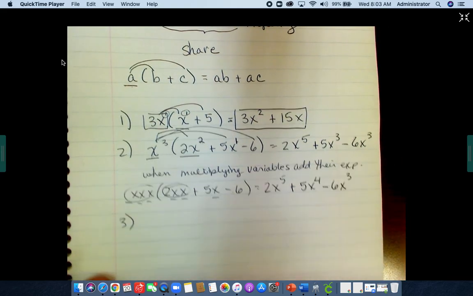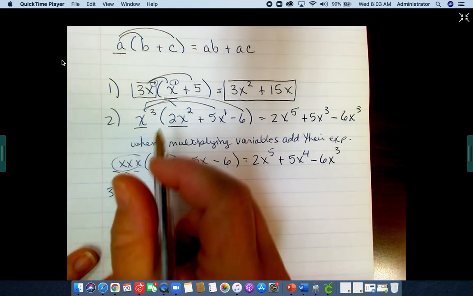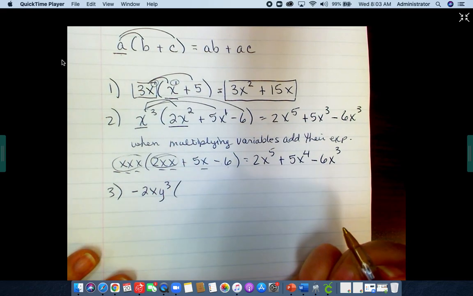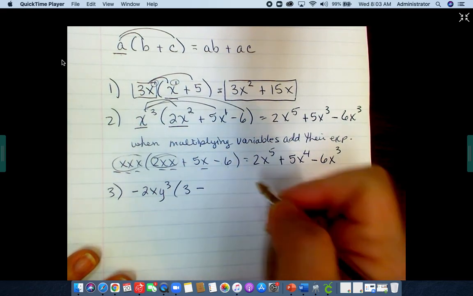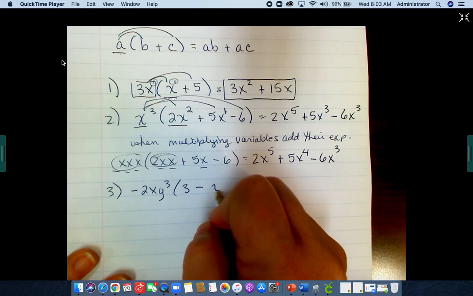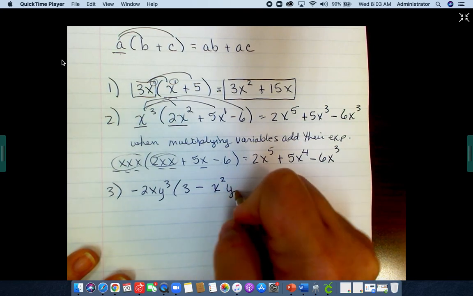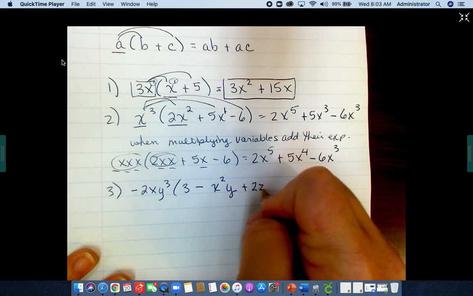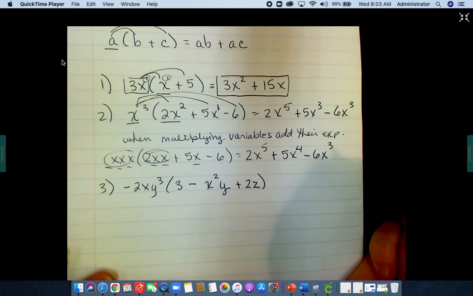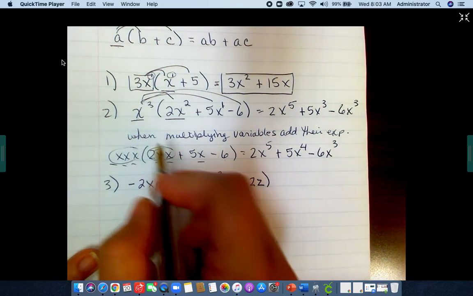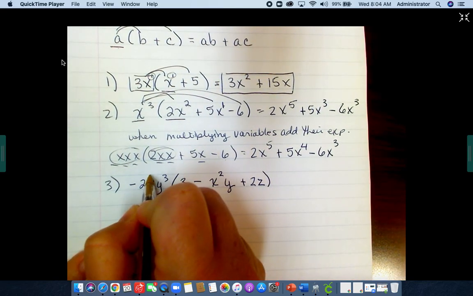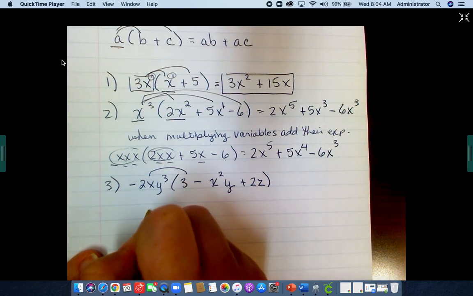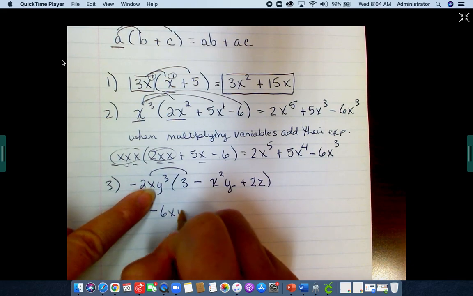And just because I want to do one really quick with multiple variables, if I have negative 2xy to the third times 3 minus x squared y plus 2z, when I multiply, of course, numbers get multiplied together. So when I multiply these terms, negative 2 times 3 is a negative 6, and then I just bring down my variables.